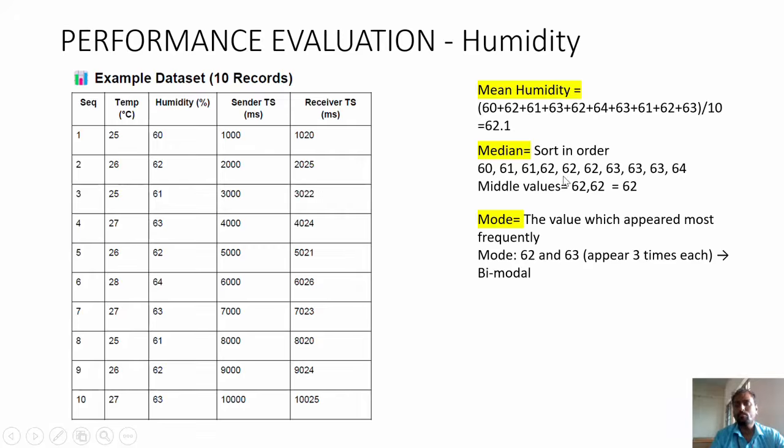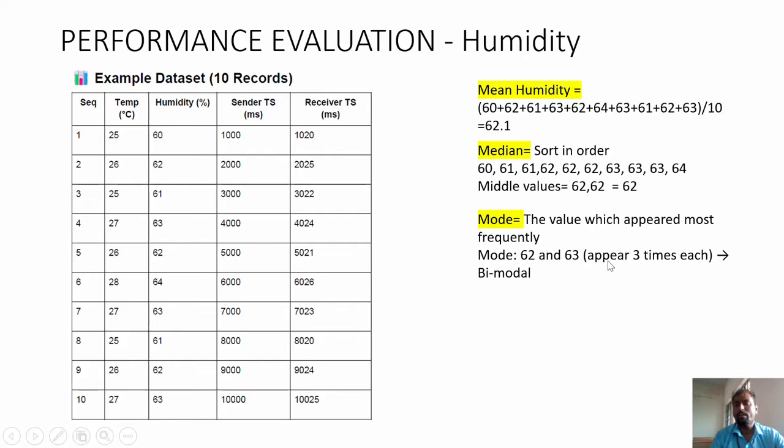We have to find the middle values. As there are 10 terms, we have to take the fifth term and sixth term, that is again 62 and 62. The average is 62. Next we have to identify the mode value, that is the value which has appeared most frequently in the data set. Here the most repeated values are 62 and 63. Both of them appear 3 times in the data set.